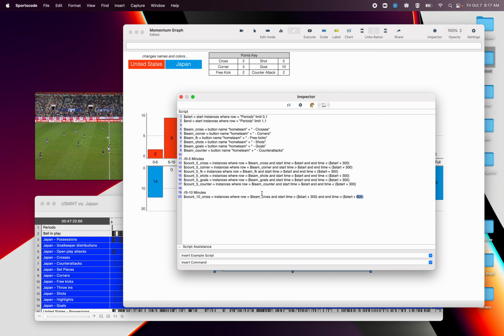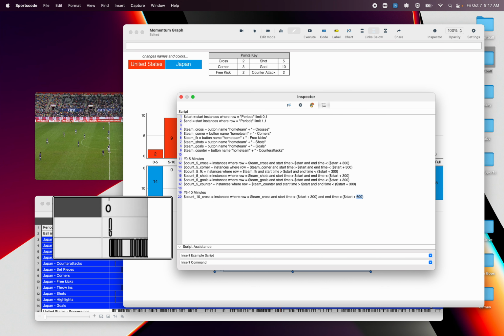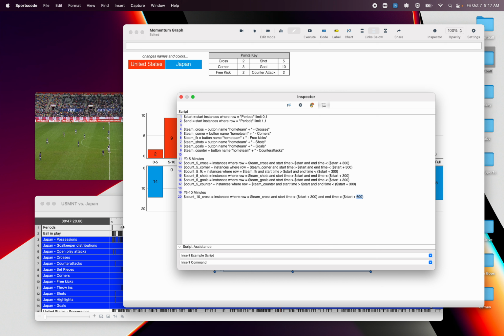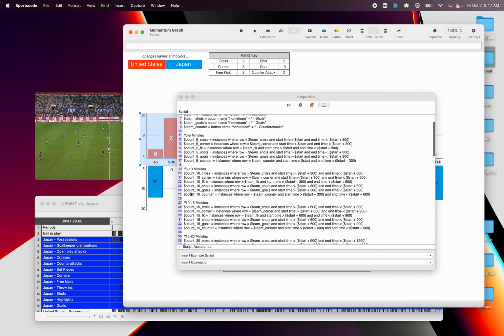So now we're trying to find all the crosses where the start time is larger than the start time of our first period's button plus 300 seconds, so 5 minutes, and the end time is smaller than the start of our first period time plus 600 seconds, which is 10 minutes. And again, all I have to do is go down here and swap a couple of words, corner, corner, and now we've got our first corners in the first 10 minutes. Now again, I'm just going to copy and paste this for the rest of the events.